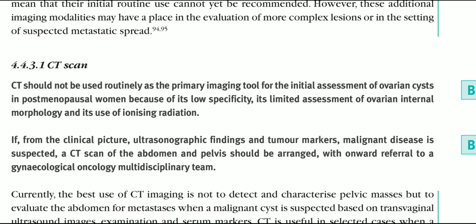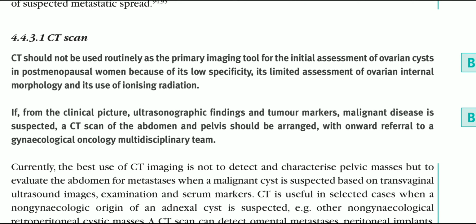Why is it limited? First of all, its specificity is low. Secondly, internal morphology is not best studied by CT scan, and it uses ionizing radiation. So as a primary tool, CT scan should not be used.